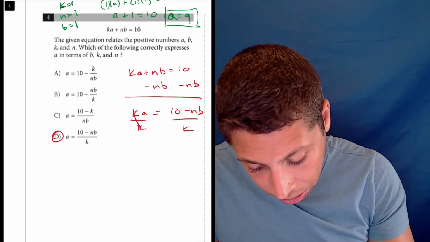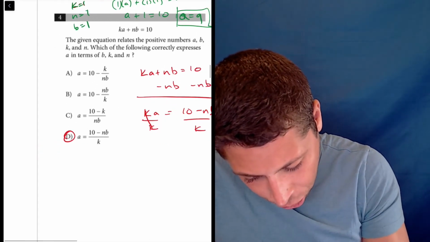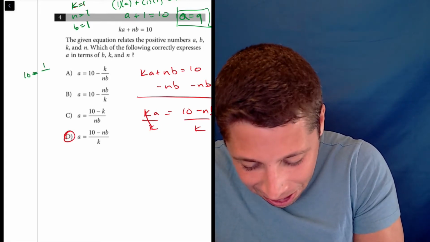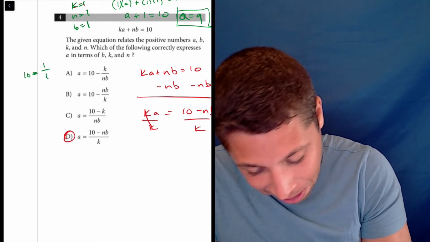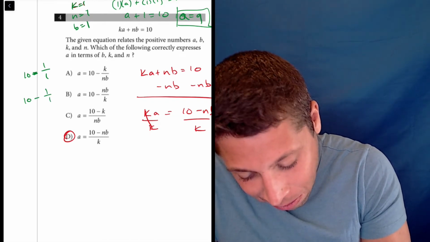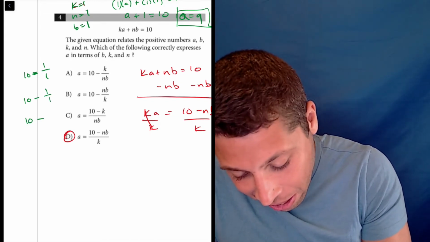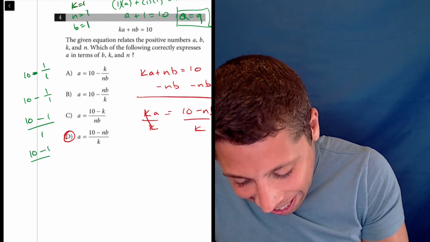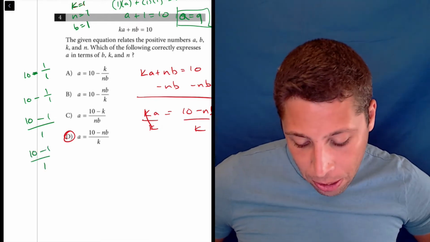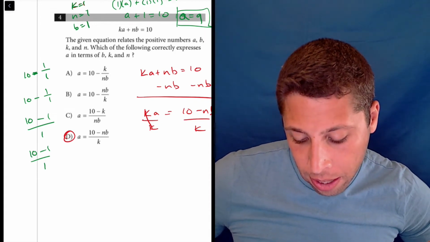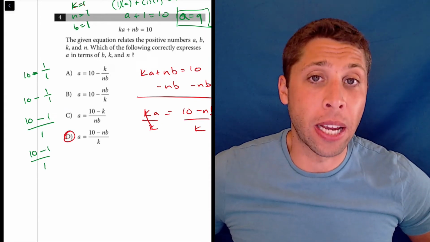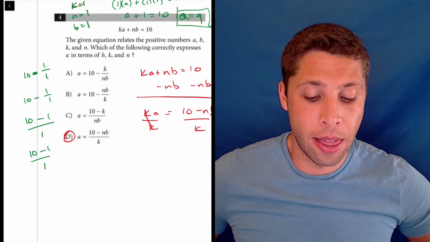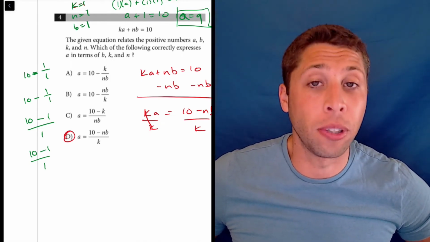Now I can go to these choices, and choice A would be 10 minus 1 over 1 basically. So that works. This is also 10 minus 1 over 1. This is 10 minus 1 over 1. Okay, so this doesn't really work nicely. And this is maybe a good example of how the arithmetized strategy sometimes isn't more efficient. If you know how to do algebra, this is a good example where the algebra is absolutely faster.